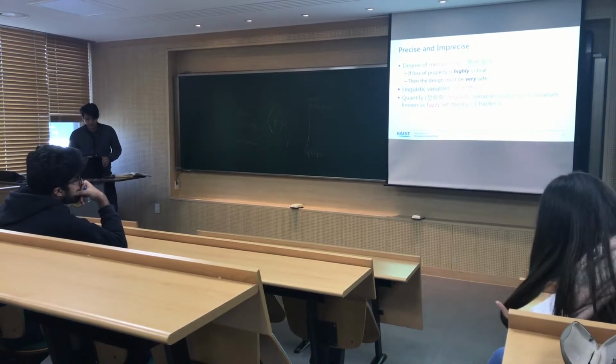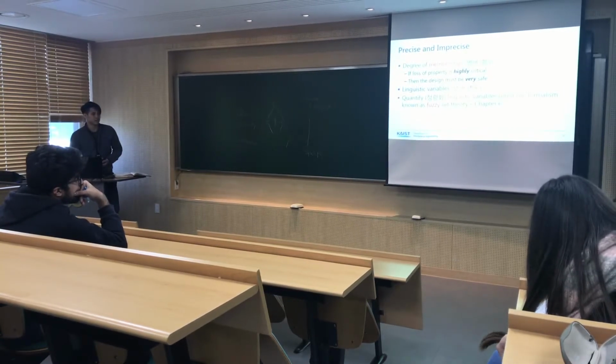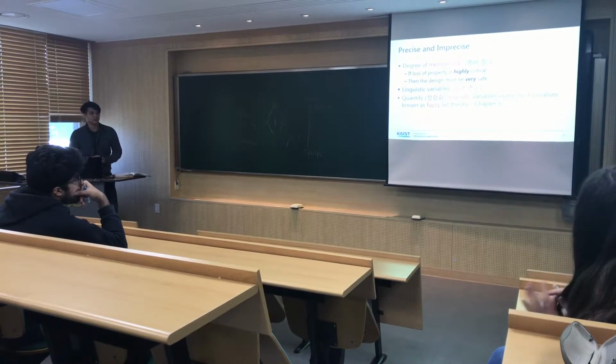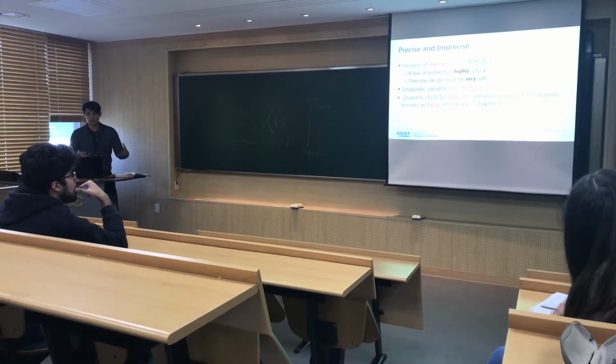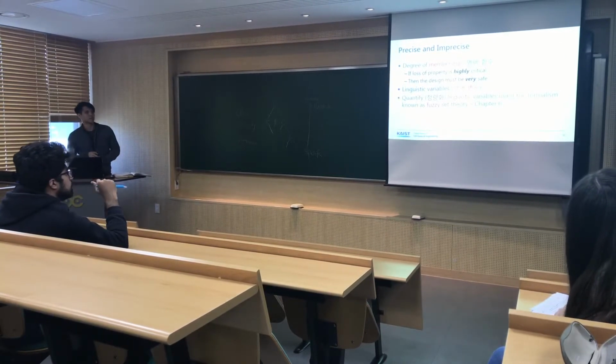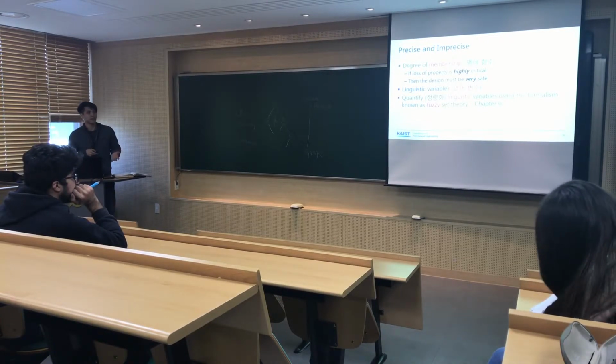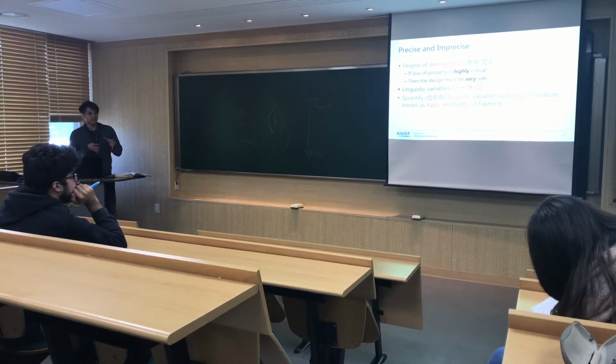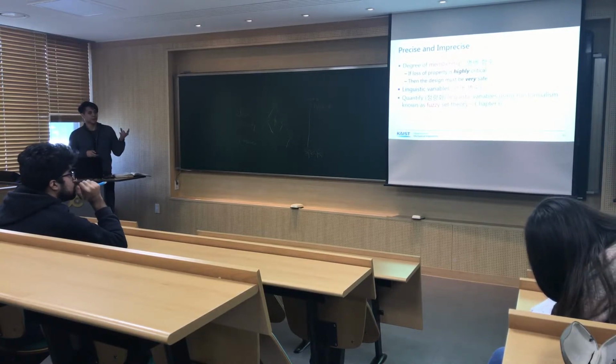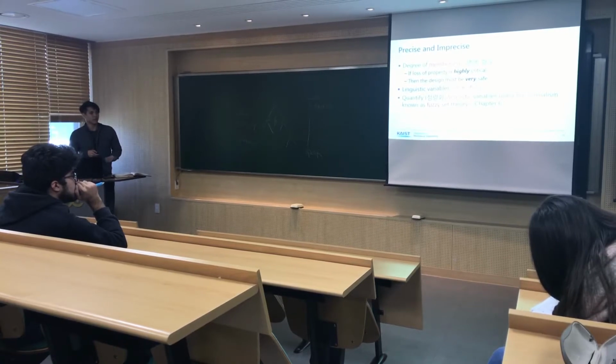And precise and imprecise is also basic literal translation. This doesn't talk about the truth or the falsity of the statement, but the degree of the statement. So, for example, if the loss of a property is highly critical, then the design must be very safe. It's not something that can be very clearly defined, but is defined by degree.